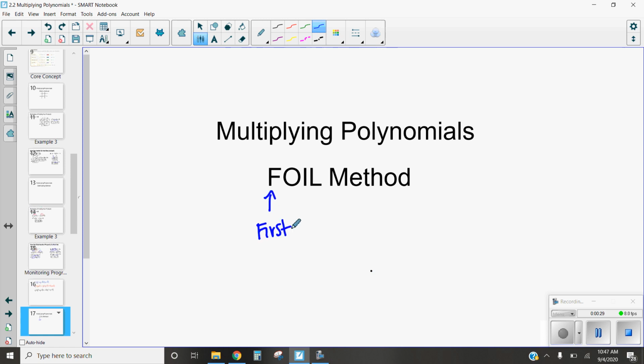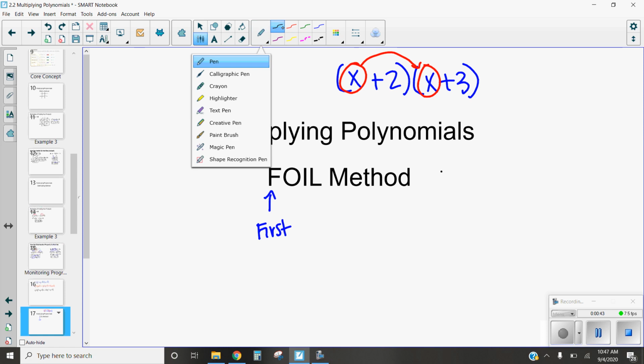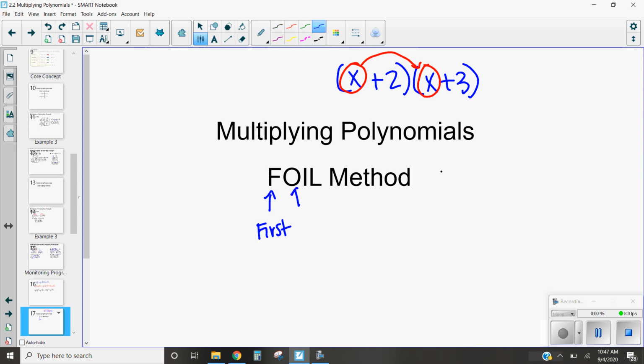So what that means is when I'm multiplying my polynomials, so say I had x plus 2 times x plus 3, the first says I'm going to take this term and multiply it by this term. So first. The next one that we're looking at here is O stands for outside. So then I'm going to multiply my outside numbers. So I'm going to take the x and this plus 3, so they're on the outside of both of them, and I'm going to multiply those ones together.